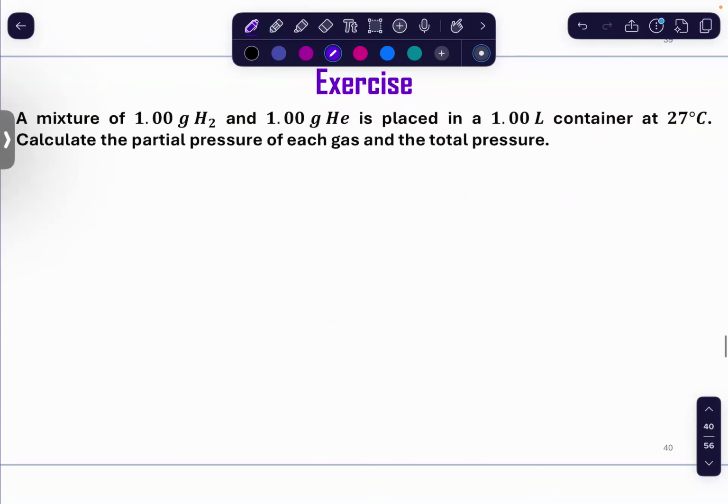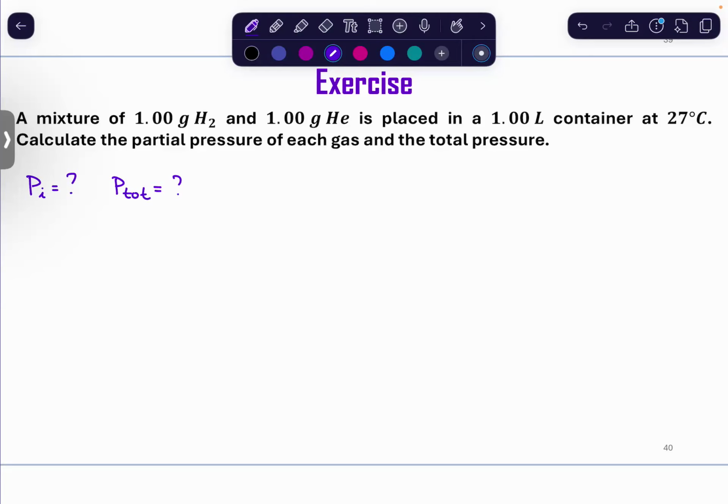Okay, so let's look at a mixture of 1 gram of H2 and 1 gram of helium in a 1 liter container at 27 Celsius. What is the partial pressure of each gas and the total pressure? Okay, so I'm just going to put P sub i because that indicates it's like, well, what is the partial pressure of hydrogen? What is the partial pressure of helium? And so we need each partial pressure. And then at the end, we also need the total.